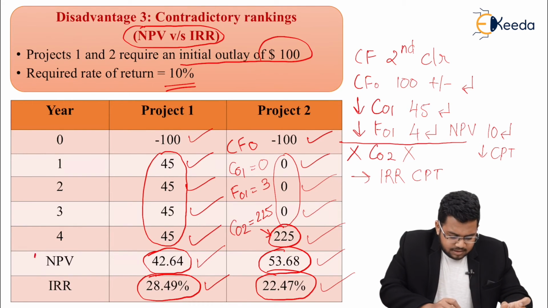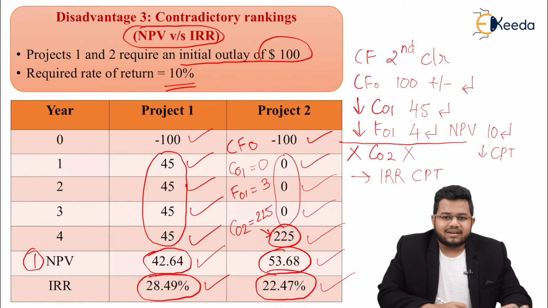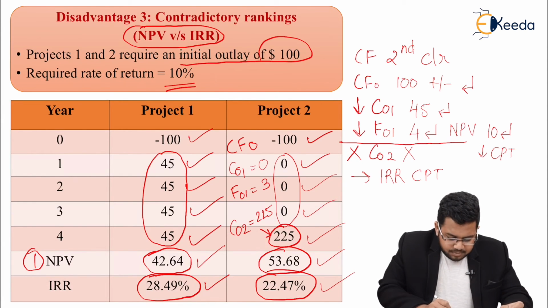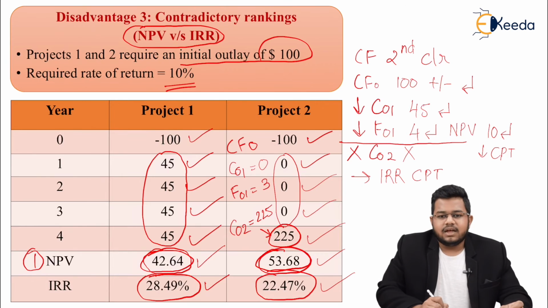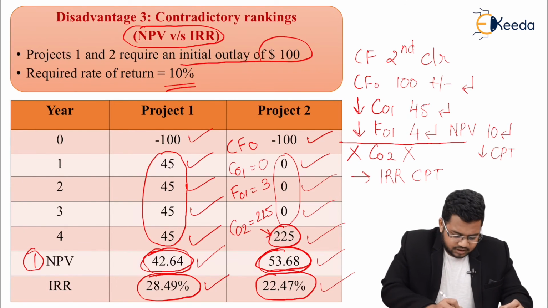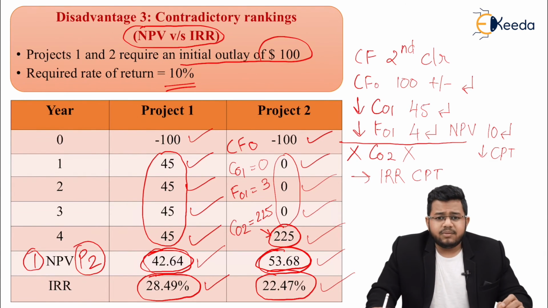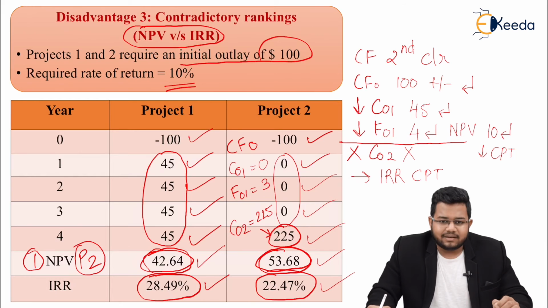First, I will start with NPV. As per NPV, which project should be selected, assuming these are mutually exclusive, meaning only one project can be selected? Project 1 NPV is 42.64. Project 2 NPV is 53.68. Definitely, I would go for project 2. As per NPV method, project 2 should be selected.